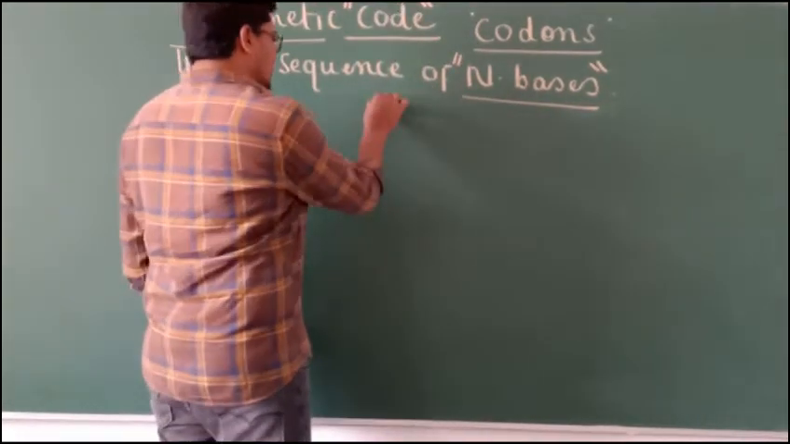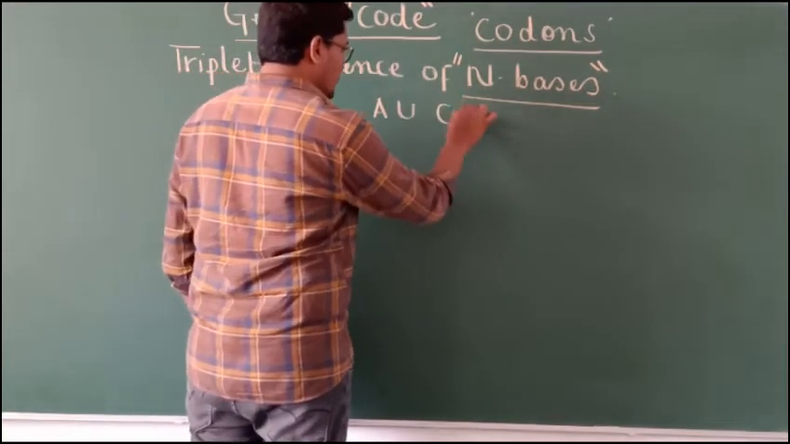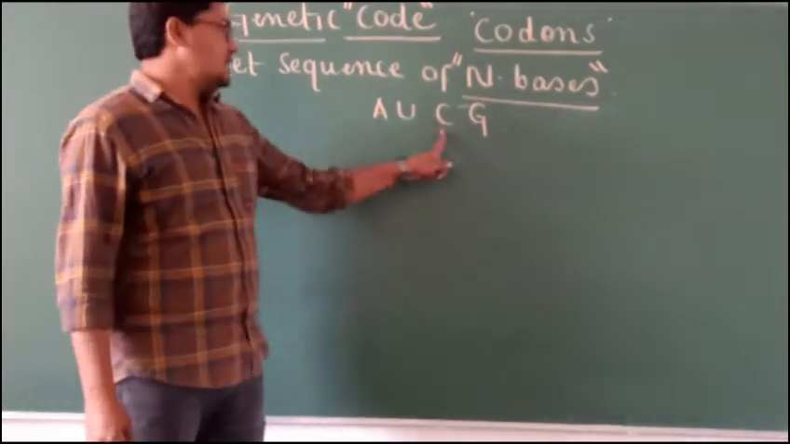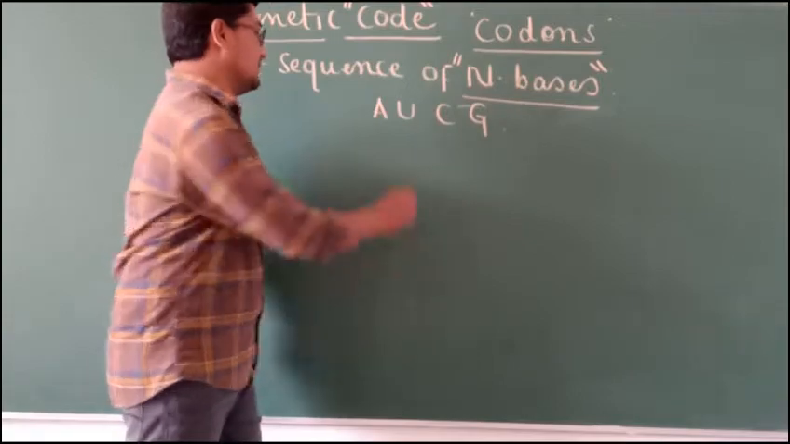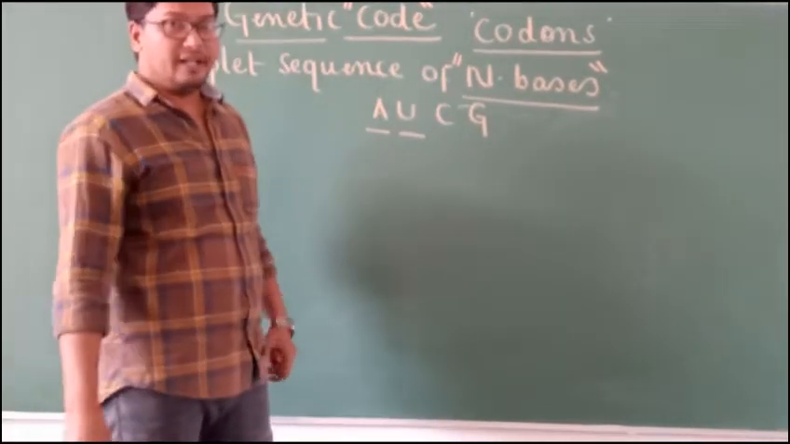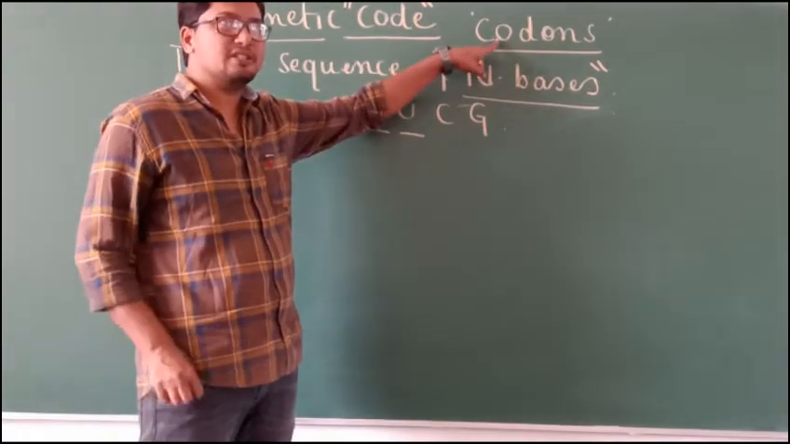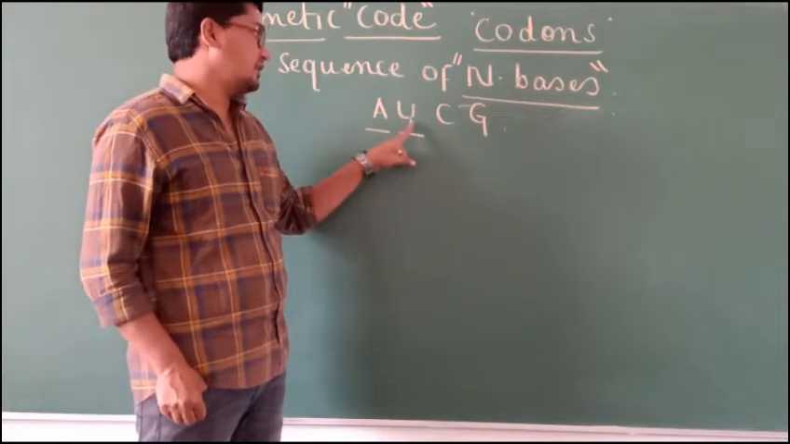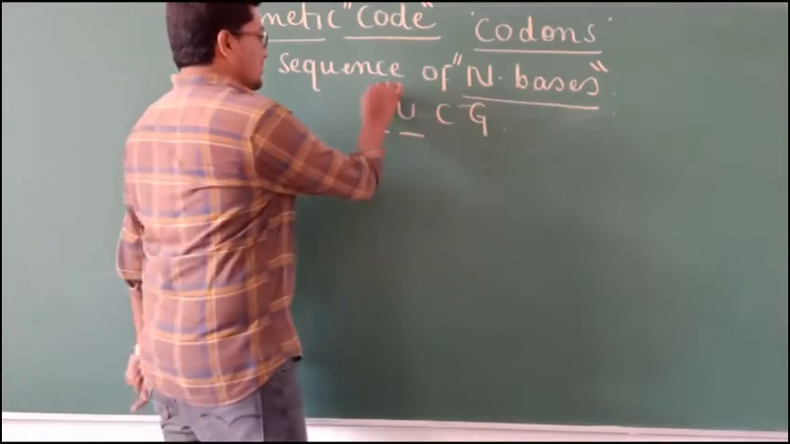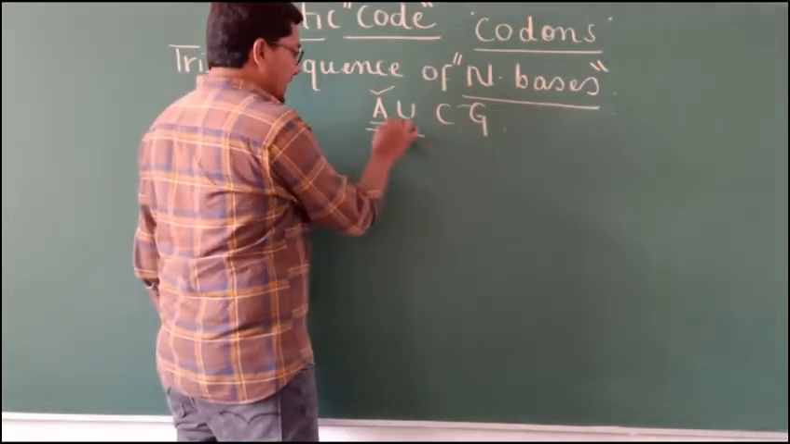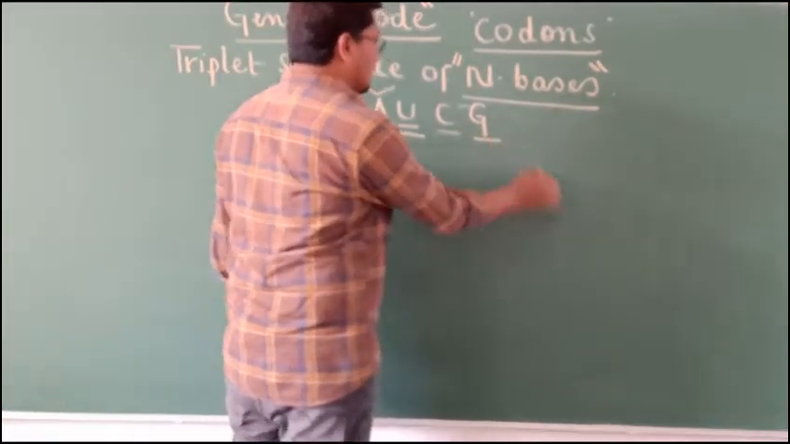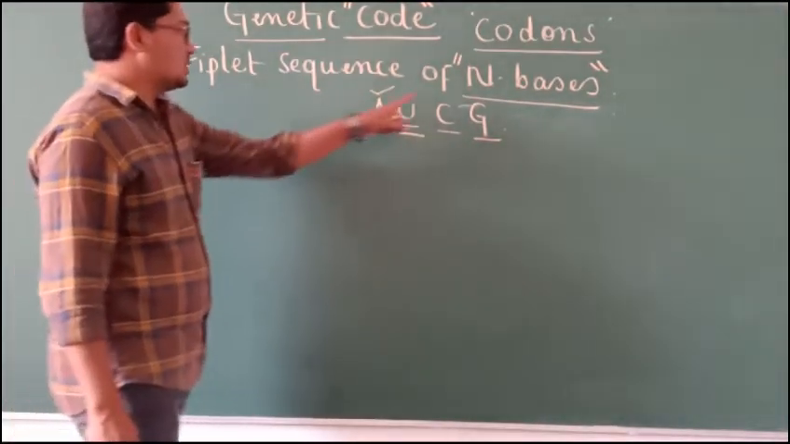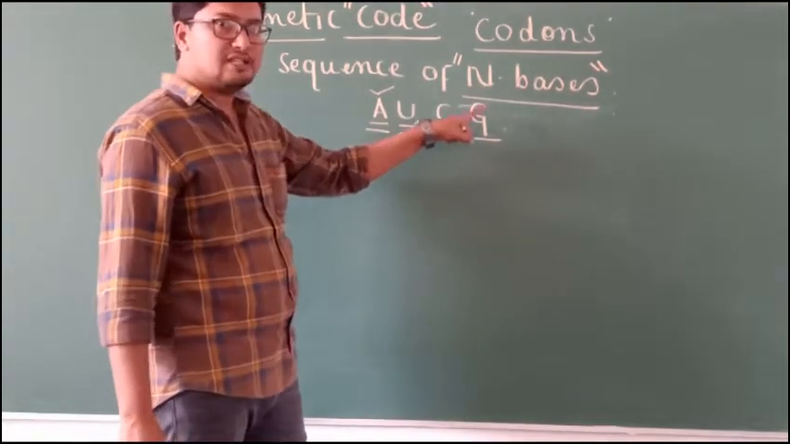As you all know, the nitrogen bases are adenine, uracil, cytosine and guanine, because here we are talking about RNA, and codons are always present on mRNA. In RNA, thymine is not present; thymine is replaced by uracil. So the four symbols, adenine, uracil, cytosine and guanine, are arranged into a triplet sequence of nitrogen bases. This triplet sequence of nitrogen bases is called a codon.